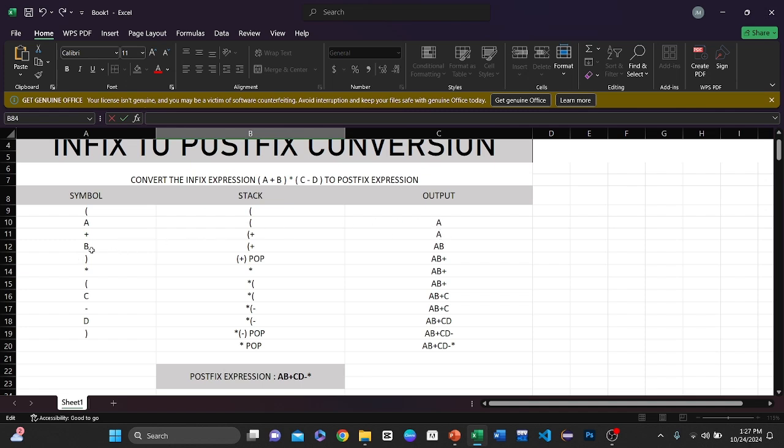So the next symbol is B. So B is an operand. So again, gikopy na to ang recent, then gibutang na to ang B. So A, B. So gi-add na to ang B. So again, the operand should be placed in the output.